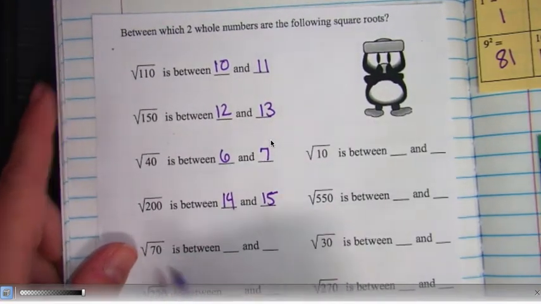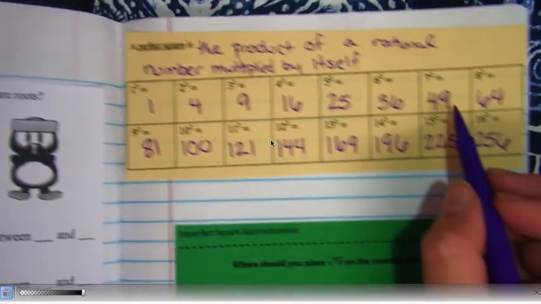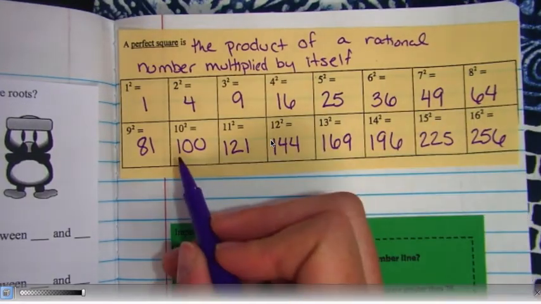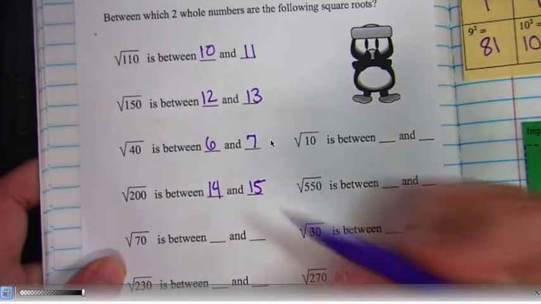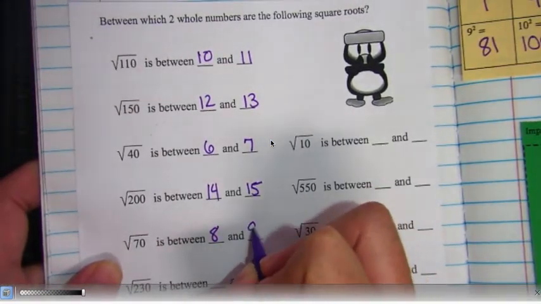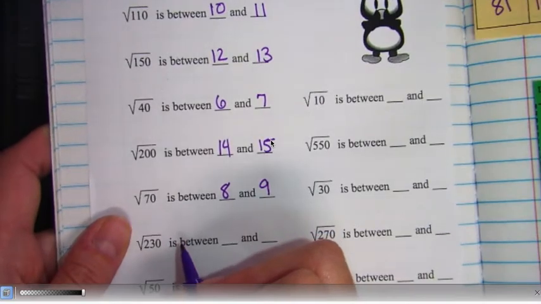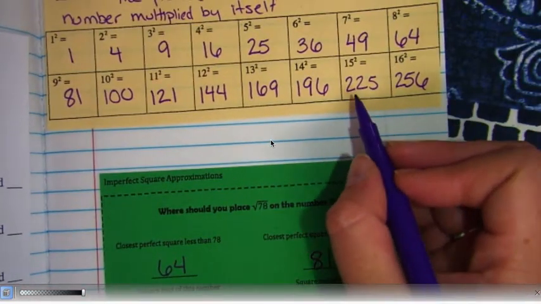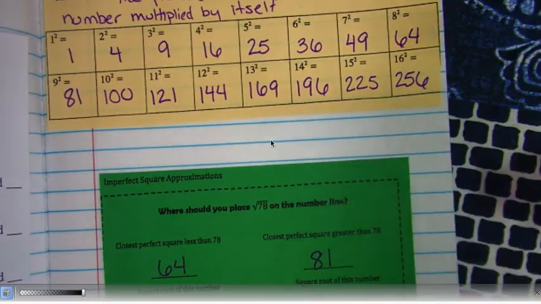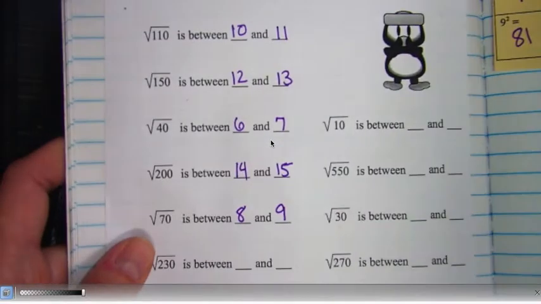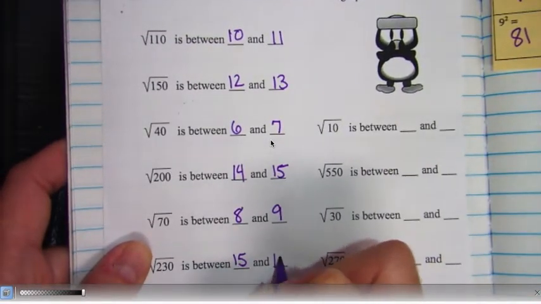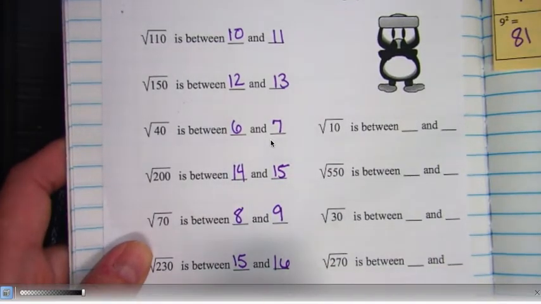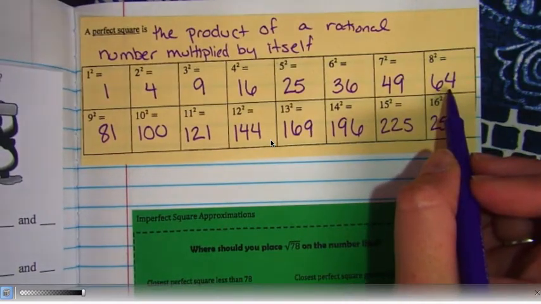All right, square root of 70. Let's look over here. 70 is going to be after 64, but before 81, so I know it's going to be between 8 and 9. All right, 230. So 230 is going to be after 225, but before 256. So I know it's going to be between 15 and 16. Square root of 50. I'm going to look over here again. 50 is right after 49, but before 64. So it's going to be between 7 and 8.